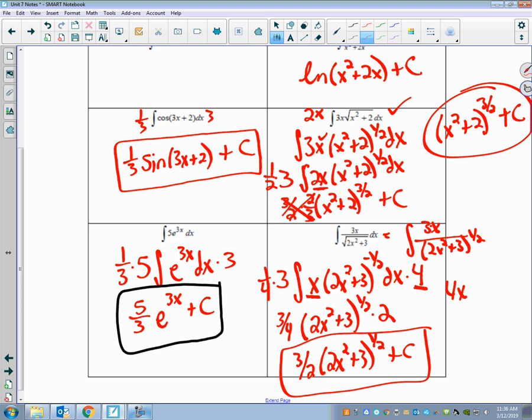And again, check my work here. If you take the derivative of that, you would get 3/4 times 2x squared plus 3 to the negative 1/2 times the derivative of the inside, which is 4x, and the 4's cancel. And so it really does work.